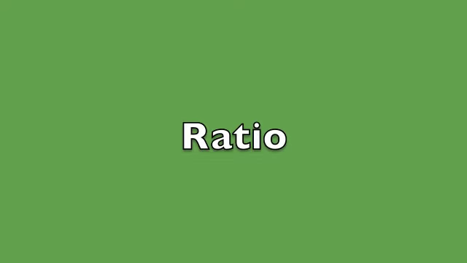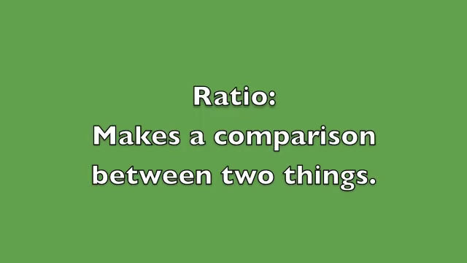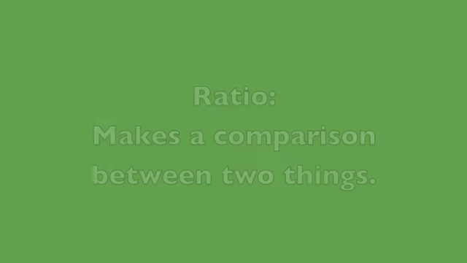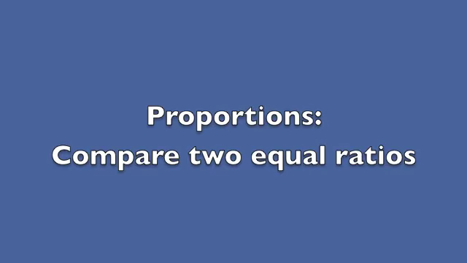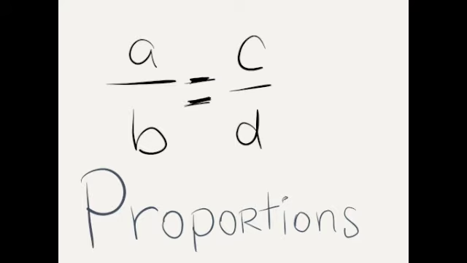Before we get started, we need to remember what a ratio is. A ratio makes a comparison between two things. Most commonly, we use ratios as fractions. Now that we know what a ratio is, let's think about proportions. Proportions compare two equal ratios. In other words, these are two equal fractions.